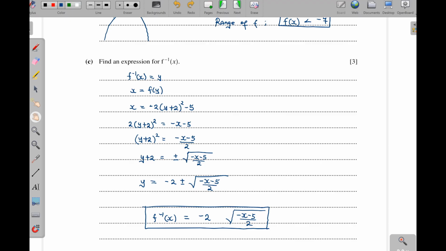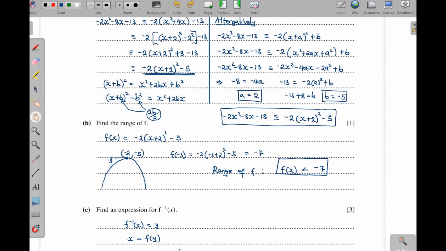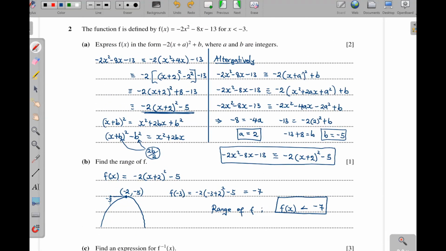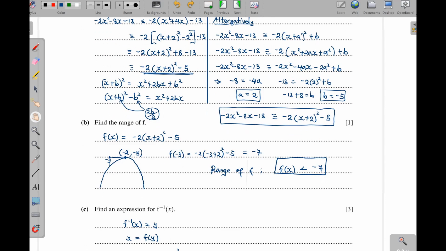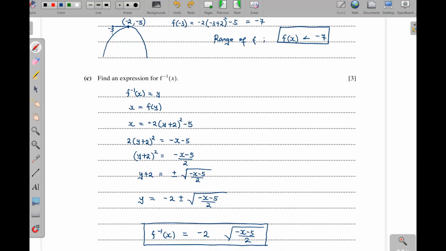You see that? But what do you do? Just go back and look at the domain given for the function. If it is on the left, if it is less than, it is on the left of the turning point. They have used less than, then you pick the negative sign. So that means here I will have a negative, you see? But if they have used greater than, or we are looking at the right side of the turning point, then you will use the plus sign, okay?